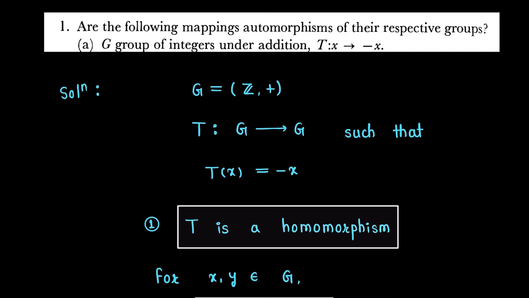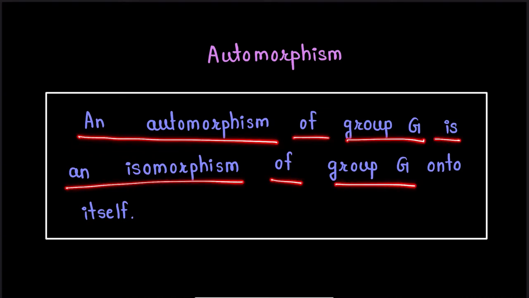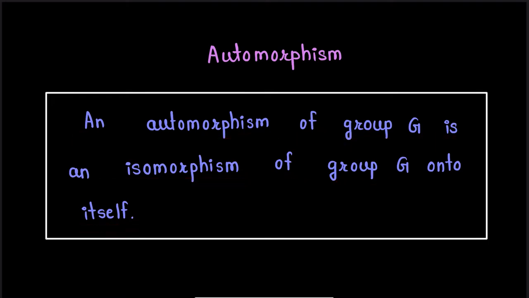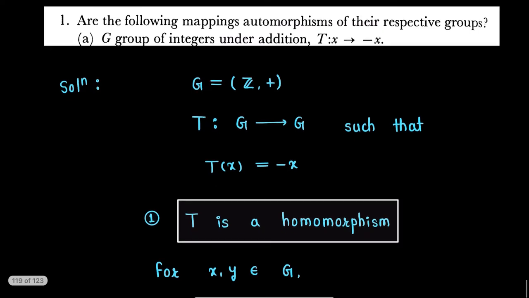So firstly we will recall the definition of a group automorphism. An automorphism of a group G is an isomorphism of group G onto itself. Thus from this definition, to check whether T is an automorphism or not, we need to check whether T is a homomorphism and also whether T is 1-1 and onto. So we will do that.